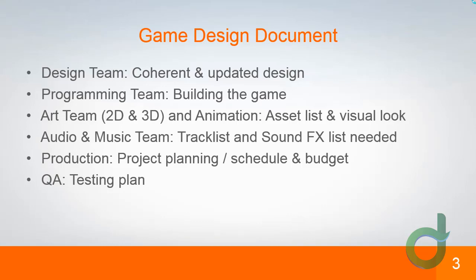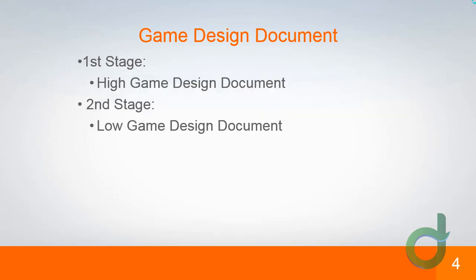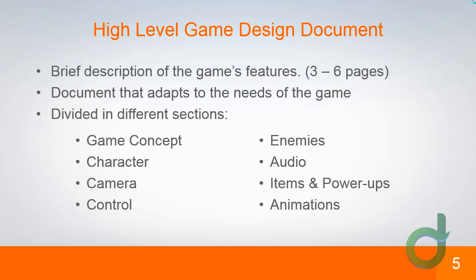There are two different stages when you're creating a game design document. The first one is the high-level game design document, and the second is the low-level game design document. The difference between those two is that the high-level game design document generally has a brief description of the game's features. It's only 3 to 6 pages long.